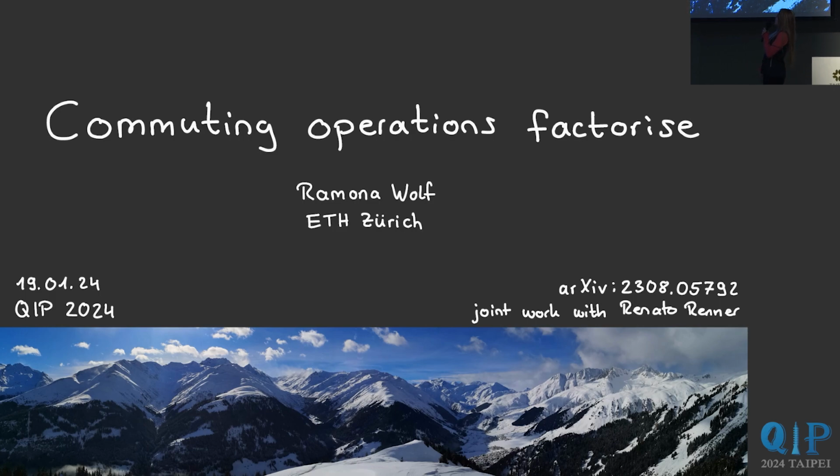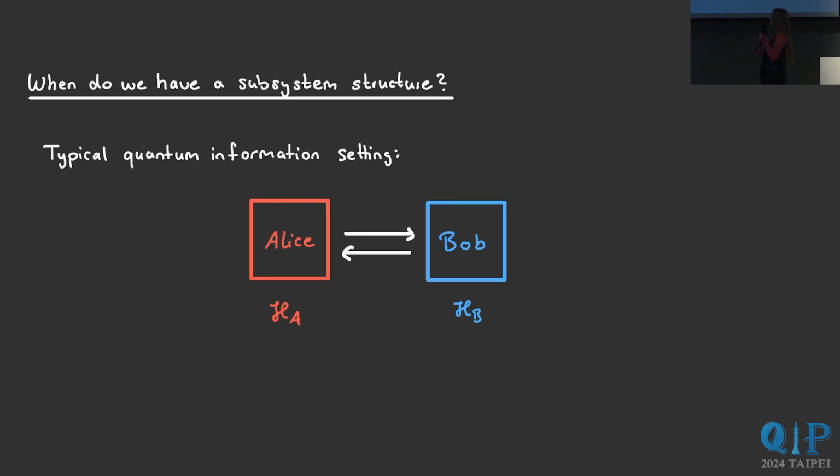I will talk about a project that I did together with Renato Renner that appeared on the arXiv a couple of months ago, which is about commuting operations factorize, as the title says. So the question that we're looking at is the following. Basically, we ask the question, when can we say that we have a subspace structure on a Hilbert space?